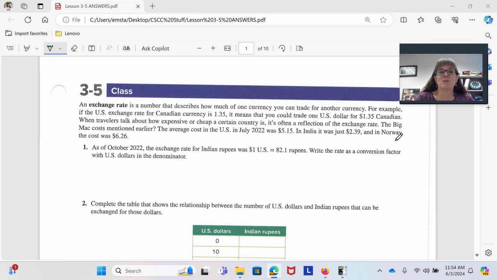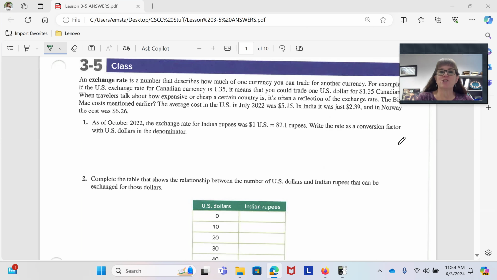They were talking about Big Macs earlier. The average cost in the US in July of 2022 was $5.15 for a Big Mac. In India, it was just $2.39, and in Norway, it was $6.26. Number one introduces us to one type of exchange rate. As of October of 2022, the exchange rate for Indian rupees was $1 equals 82.1 rupees.